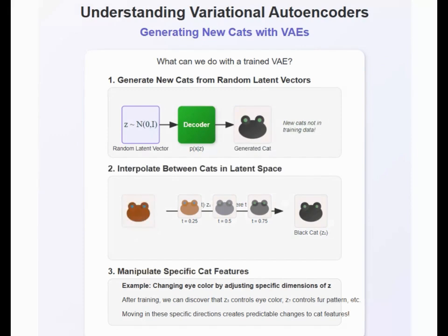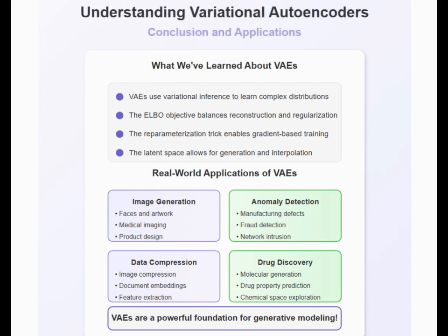These generation capabilities showcase the power of VAEs as generative models. They don't just memorize the training data, they learn the underlying structure that allows creative generation of new examples. We've come a long way in understanding variational autoencoders. Let's summarize what we've learned and explore some real-world applications of this powerful technology.